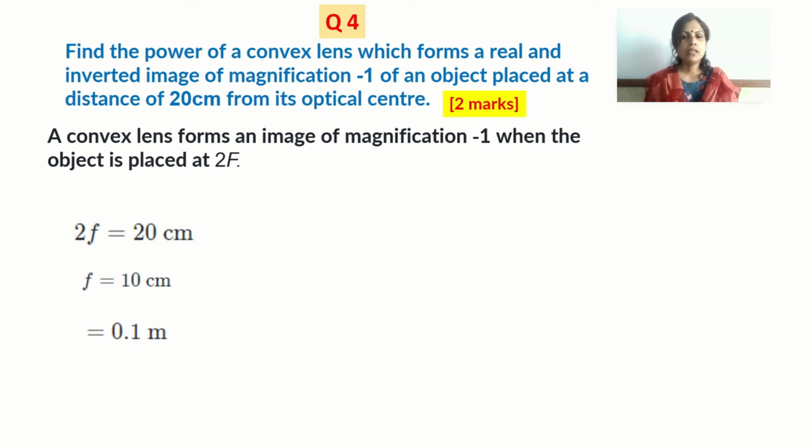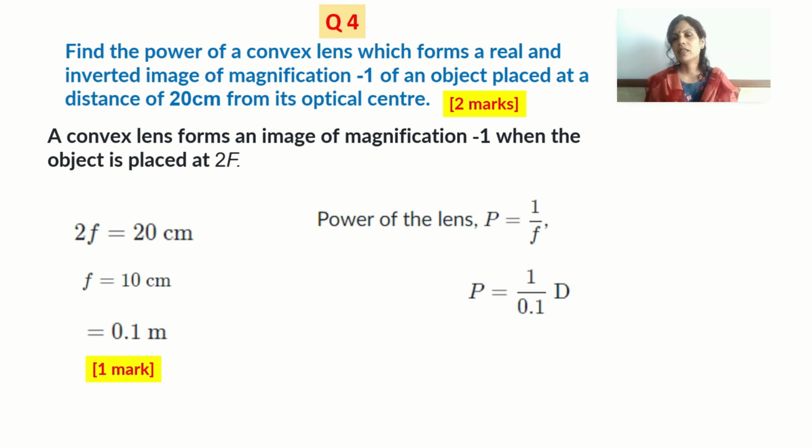So power of lens P is equal to 1 upon f. So 1 upon 0.1 diopter, and that is 10 diopter. And for calculating this, another 1 mark will be given to you. And this is how the question was asked for 2 marks in the exam.